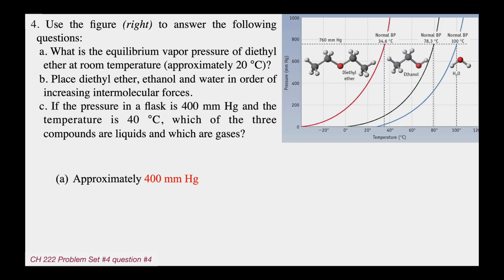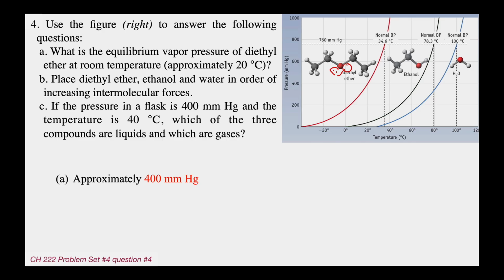Second one, place diethyl ether, ethanol, and water in an order of increasing intermolecular forces. Well, if you look at the structures there, diethyl ether has an oxygen in the middle. And like we've done with all the Lewis structures this term, oxygen almost always has 2 lone pairs. And that's why you're seeing that kind of bent molecular geometry between the oxygen and the ethyl on the left and the ethyl on the right. So diethyl ether we would say is polar. All right, the oxygen makes it polar.